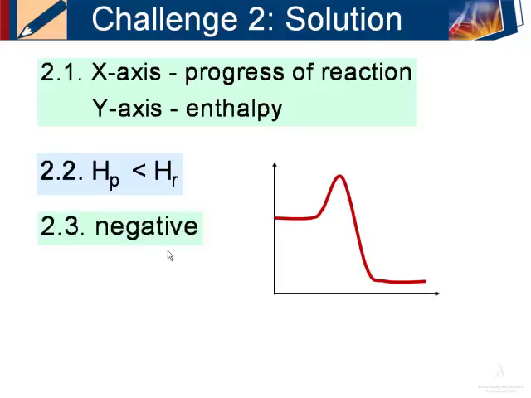The third question was to look at delta H. Is it positive or negative? Well, it is negative because delta H is energy of the products minus that of the reactants, and so the products have got less energy than the reactants. Is this reaction endothermic or exothermic? Well, it's exothermic because delta H is negative. I hope this matches your answers.